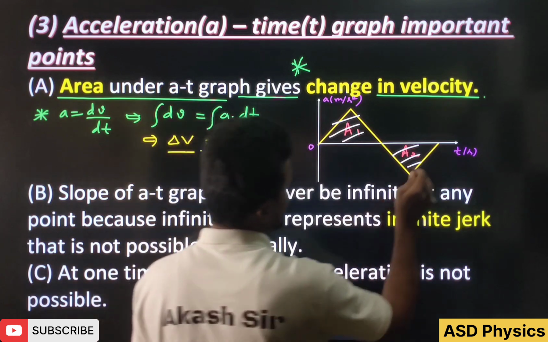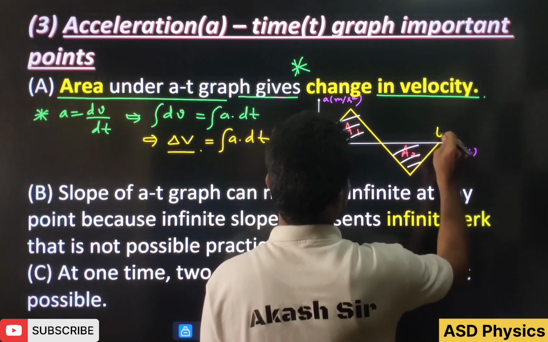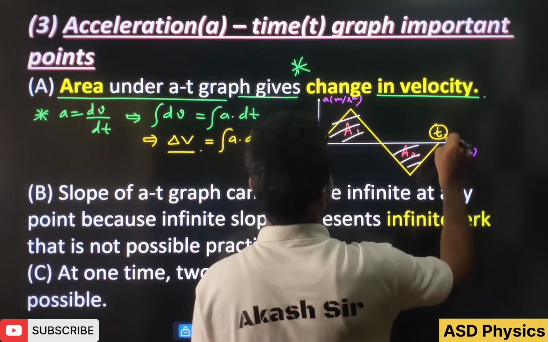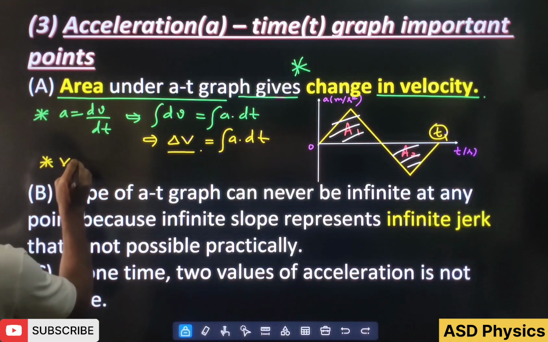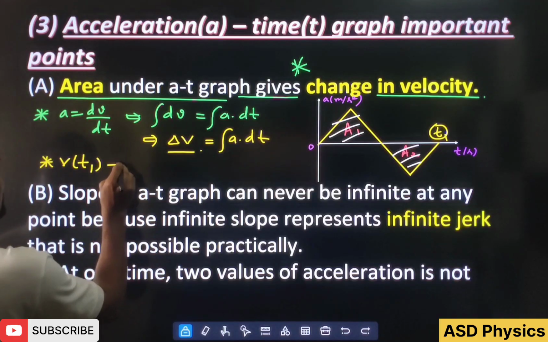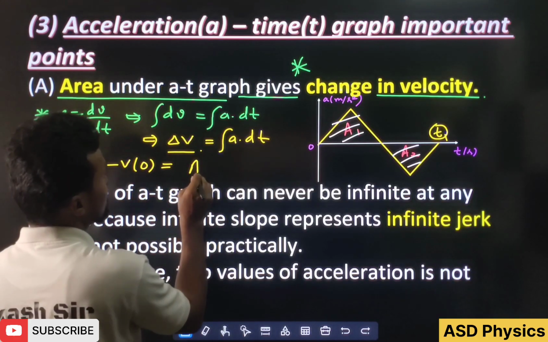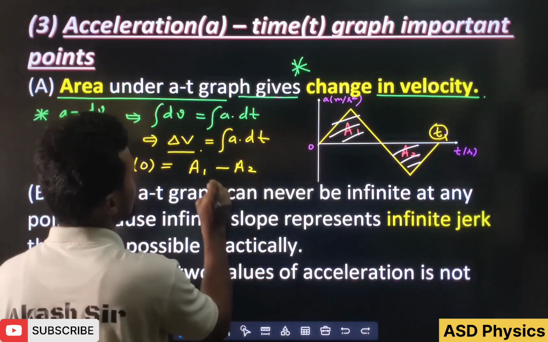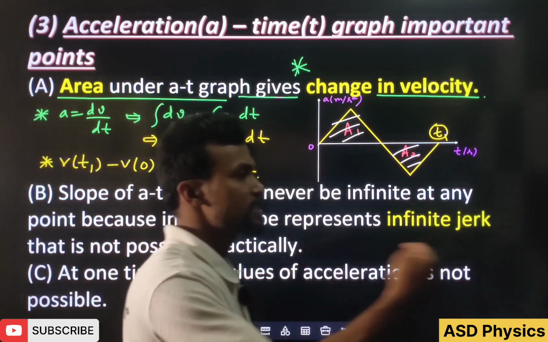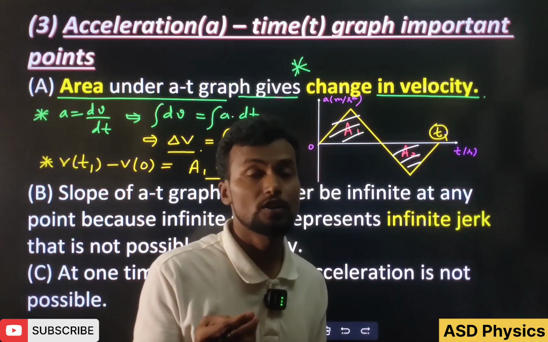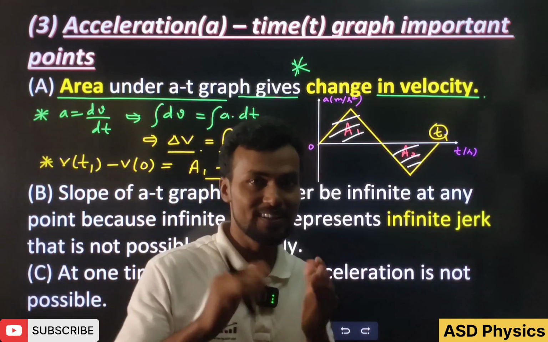In this situation, if we want to calculate the change in velocity from 0 to, for example, t1, then the change in velocity is the velocity at t equal to t1 minus the velocity at t equal to 0. Upward area positive, downward area negative. From whichever time to whichever time we are going to calculate the change in velocity, we have to take those specific areas. Upward area positive, downward area negative.